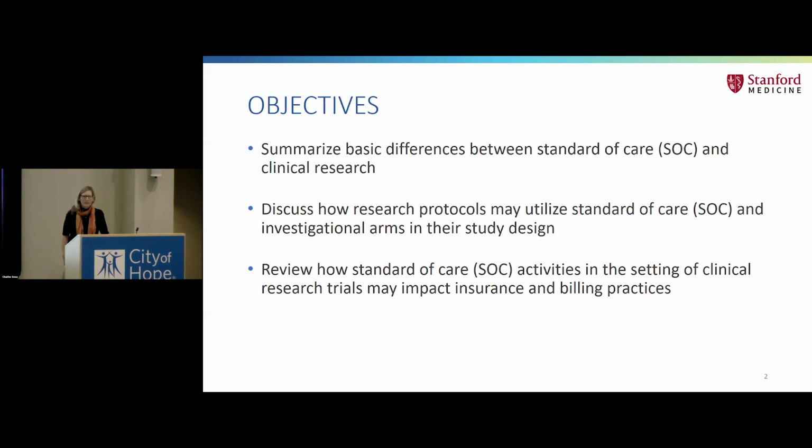Just a brief summary of objectives. We're going to talk briefly about some of the basic differences between standard clinical research and how some research protocols in their design may utilize standard of care as part of the study design. And we'll talk briefly about some billing implications related to this.